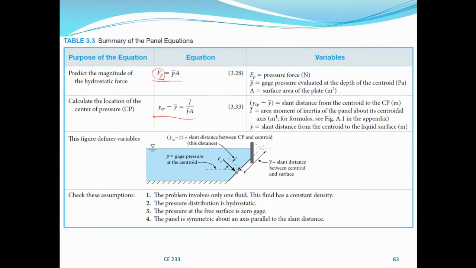And the assumptions inherent in these derivations. The problem involves only one liquid. We will see, for instance, if we have more than one liquid, what happens. The pressure distribution is hydrostatic, meaning that the weight of the fluid element is supported only by the hydrostatic pressure. The pressure at the free surface is 0 gauge, meaning it's atmospheric. The panel is symmetric about an axis parallel to the slant distance.